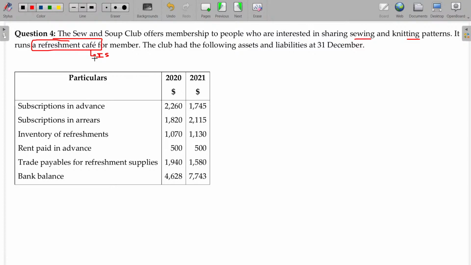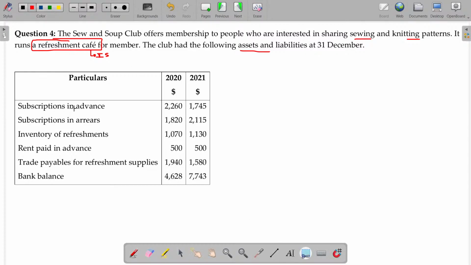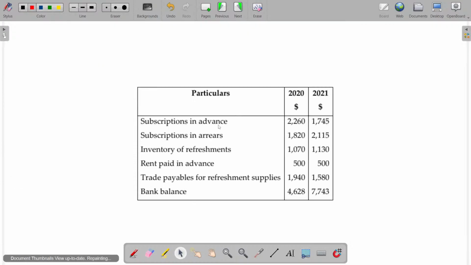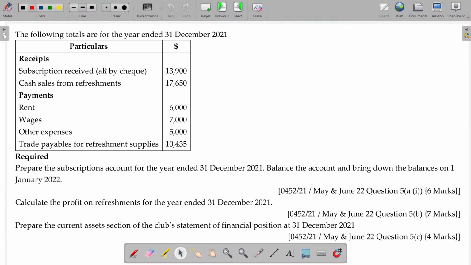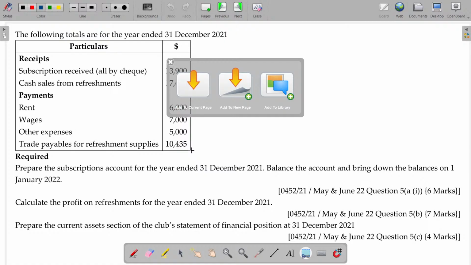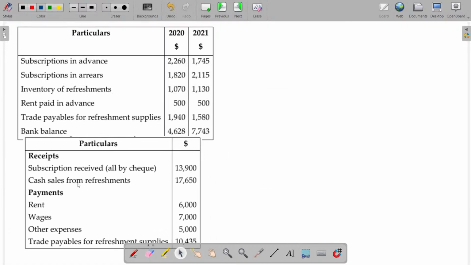So we have been given some particulars related to various assets and liabilities in two years. We'll start with this one. Now, the following totals are for the year ended 31st December 2021. Receipts and payment details are here. I have to incorporate them. And what are the ledgers to be prepared?